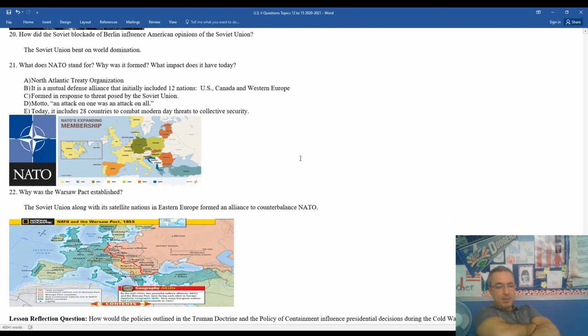The Soviet Union was concerned about the NATO organization, so the Soviet Union created its own alliance called the Warsaw Pact. This was basically the Soviet Union and Eastern Europe, its satellite countries that they controlled and dominated throughout Eastern Europe. This was to counterbalance NATO.